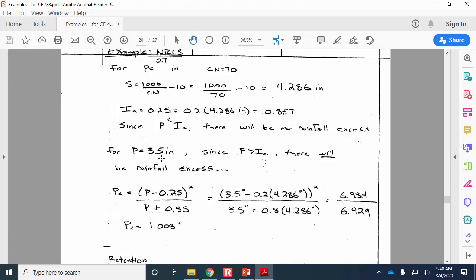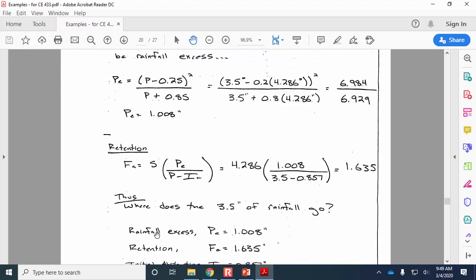But if there's 3.5 inches of rainfall, then now the precipitation is bigger than the initial abstraction, so we will see an excess. And so there should be 1.008 inches of precipitation excess. So it takes 3.5 inches of rainfall to get 1.008 inches of rainfall excess. That means that all the rest of it must be retained and tied up in the initial abstraction. So we can do that calculation and solve for F sub A.